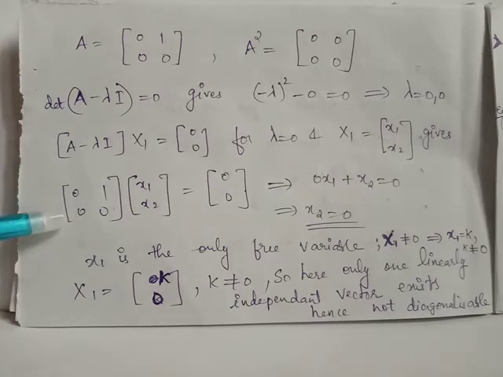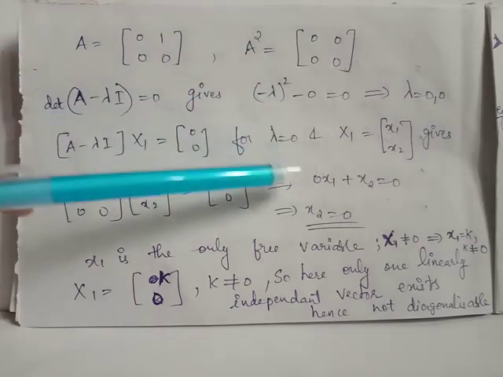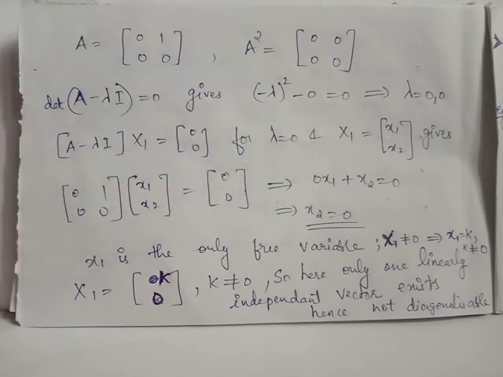Using the matrix multiplication, with the first row multiplied to the column matrix, we have 0x1 plus x2 equals 0. We see that x1 is the free variable here and x2 equals 0. x1 is a free variable because whichever value you give for x1, LHS equal to RHS is satisfied for this equation. Since we have to maintain the non-zero condition for the eigenvector, we assume that x1, the free variable, should always be non-zero. So we have the general expression for the eigenvector x1 as (k, 0), where k is not equal to 0.